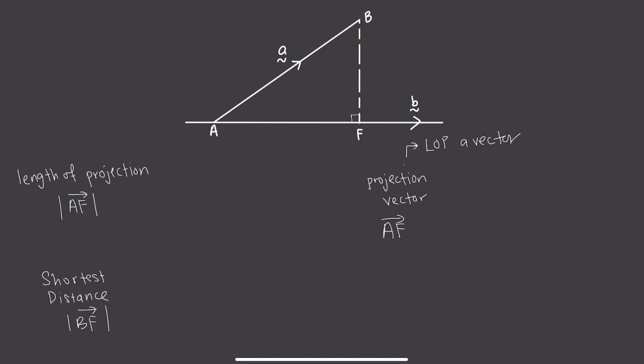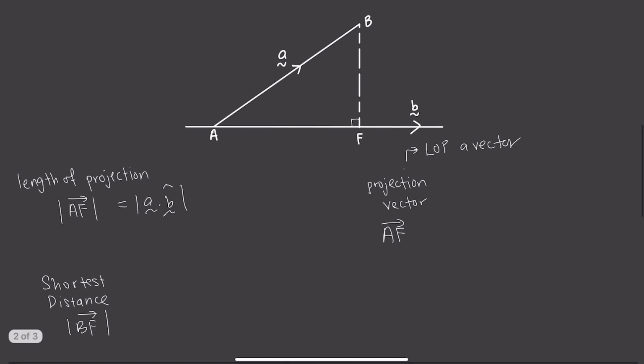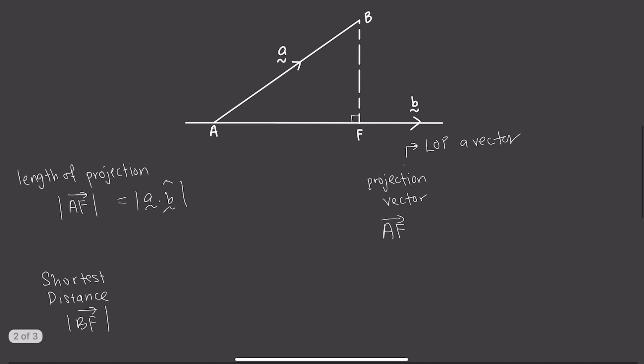So the length of projection is the horizontal length of our triangle, which is the modulus of AF. To find length of projection, we have to apply the formula modulus A dot B hat. Note that in this formula, there is a unit vector B hat, so we need to recall our unit vector formula. To find A hat, the unit vector of A, we simply need to take the vector itself and divide by the magnitude of A. And that's how you can find unit vectors.